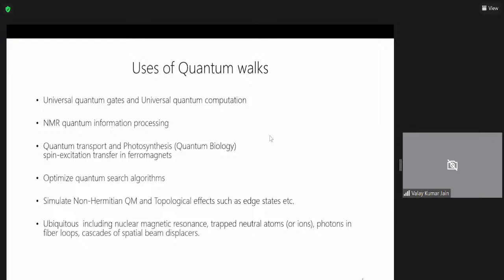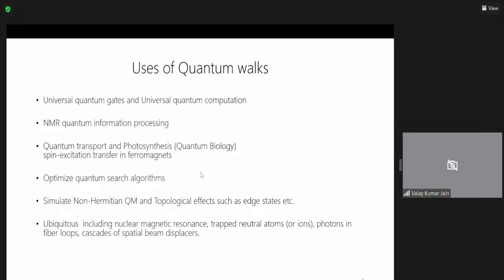For example, in quantum biology, it's a very hot topic that plants are extremely efficient at transferring energy. Once they have done the process of photosynthesis, they are extraordinarily efficient in transferring energy from their leaves to the other parts of the plant, etc. So how does that happen? That's a part of quantum transport. Spin excitation transfer in ferromagnets. You can optimize several quantum search algorithms using quantum walks. You can even simulate non-Hermitian quantum mechanics where there is non-unitary time evolution, etc.